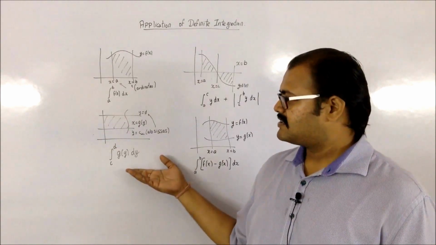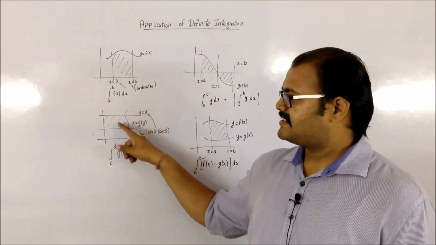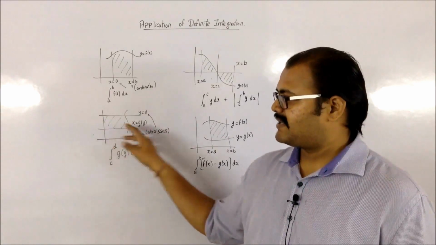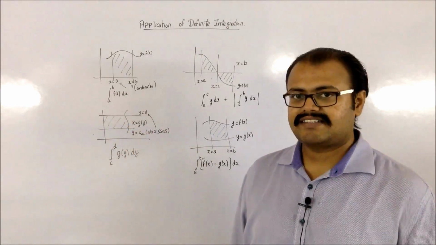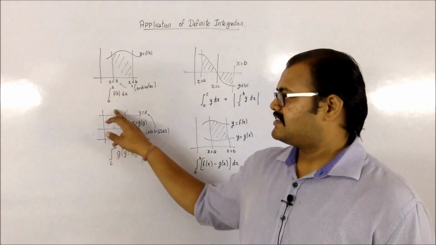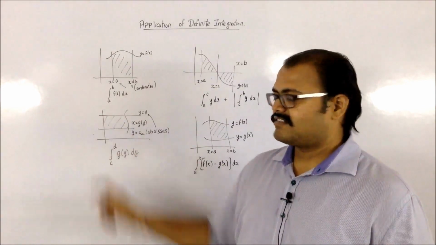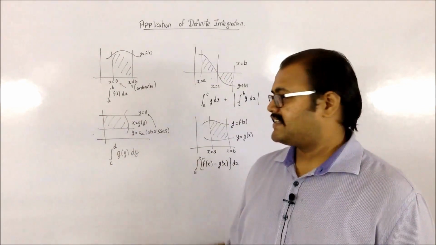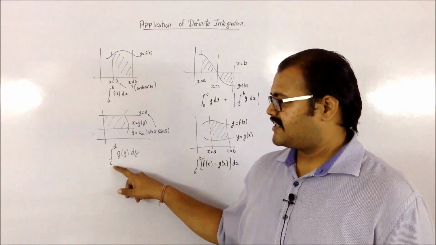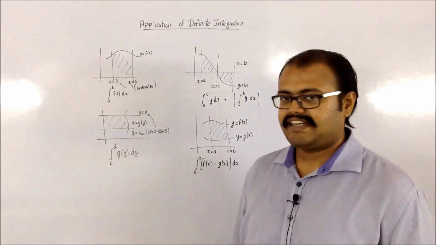Coming to this one, if I want to find the region which is going to be bounded by the function which is given by x equals g of y, and these abscissas and the y-axis, then in that case it is turned to integral c to d g of y dy.